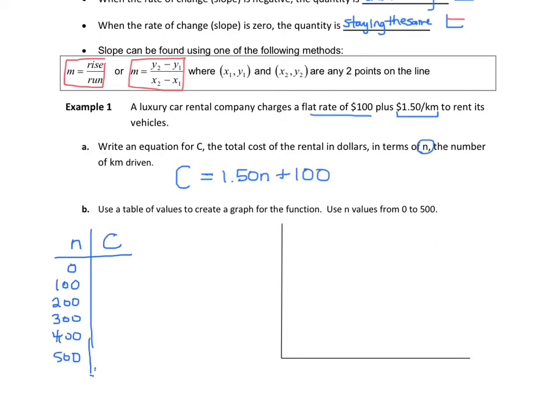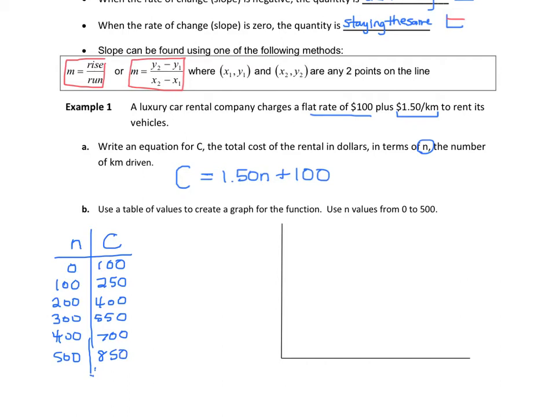Okay, and then to calculate our cost values, we're going to sub each of these values of n into the equation. So in our equation, if n is 0, the cost would be 100. If n is 100, it would be $1.50 times 100 plus 100 gives you $250. If n is 200 in our equation, $1.50 times 200 plus 100 is 400. Okay, and you would continue that process to fill in the rest of your table. And those values are 550, 700, and 850.